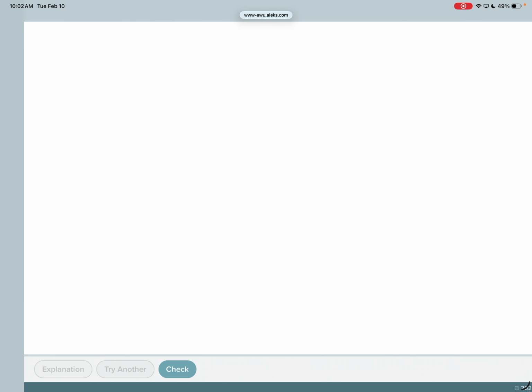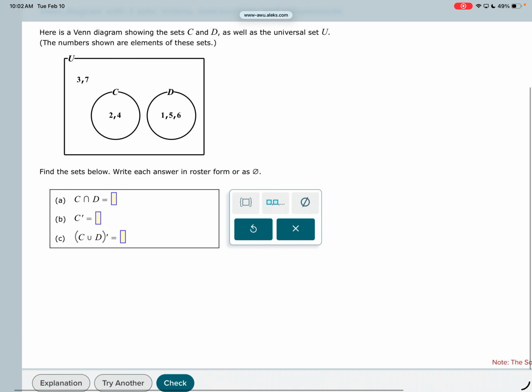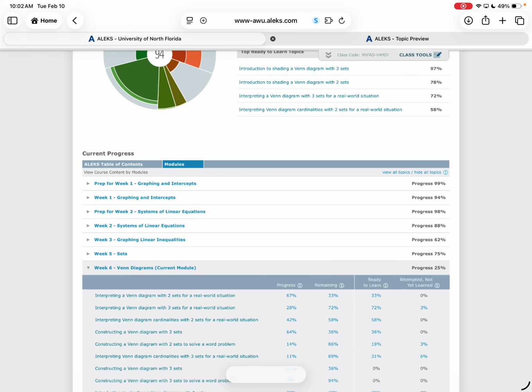Are they all inclusive like that? There's one. All right, C intersect D. C intersect D, there is no intersection. So there's nothing there. What's not in C would be 1, 5, and 6, and 3 and 7, right? I don't think they have to be in order. C union D, what is in C or D, but not, what is not in C or D, that would just be 3 and 7. So make sure you use the brackets on these. But that is kind of what we did last week, just looking at the pictures of them.